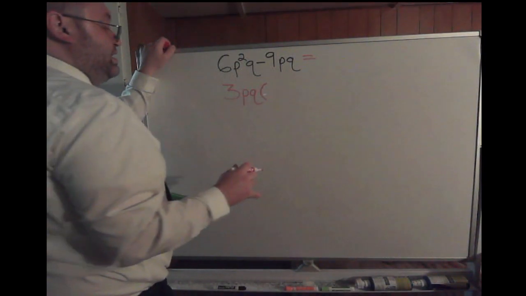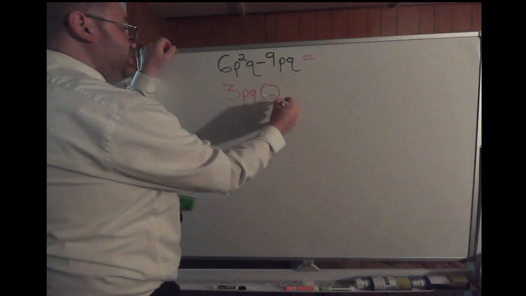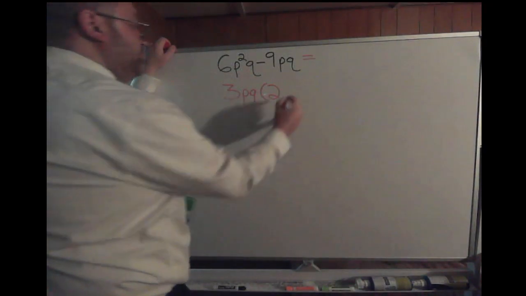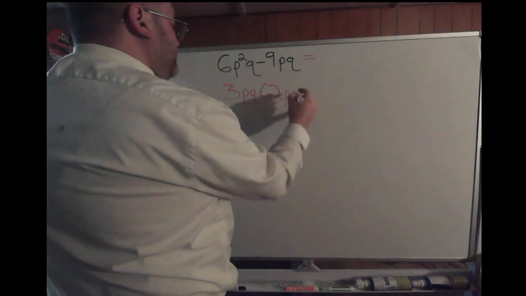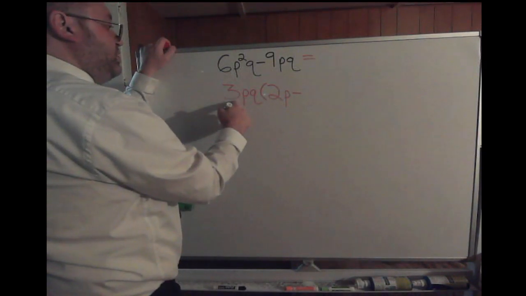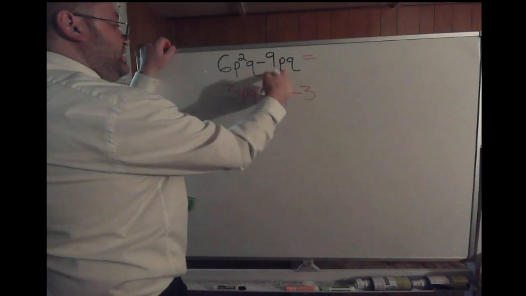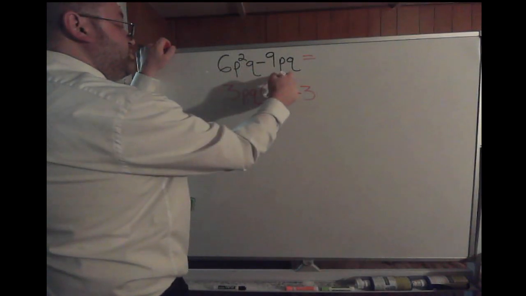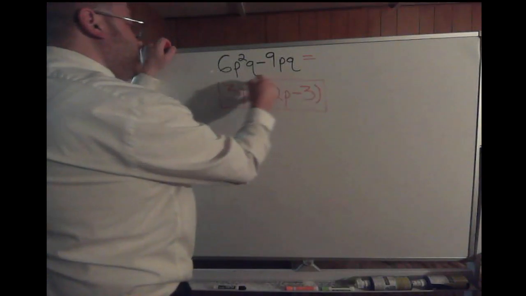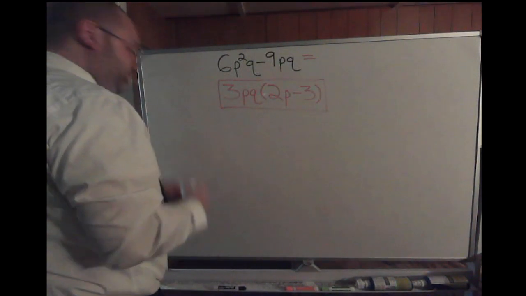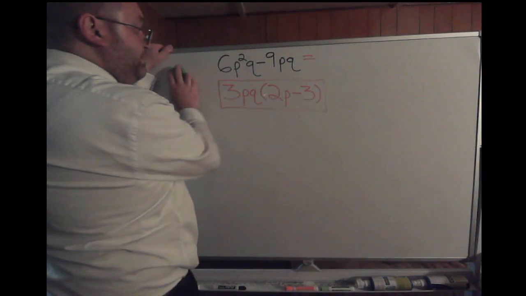Now, do your parentheses. 3 times what equals 6? That'd be 2. P times what equals p squared? P. Q times what equals q? 1. So we're good with 2p. Minus 3 times what equals 9? 3. P times what equals p? 1. So we're good there. Q times what equals q? 1. So this factors no further. The answer you should get for this would be 3pq times the quantity of 2p minus 3. That'd be the answer you get.